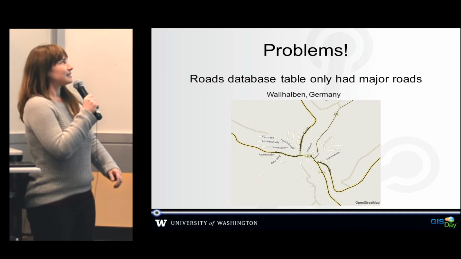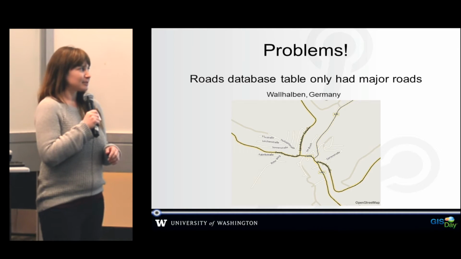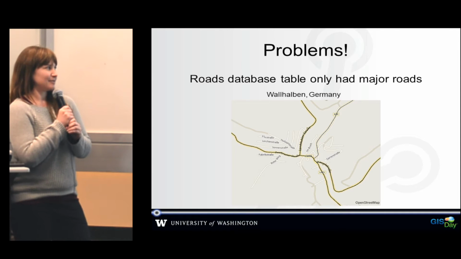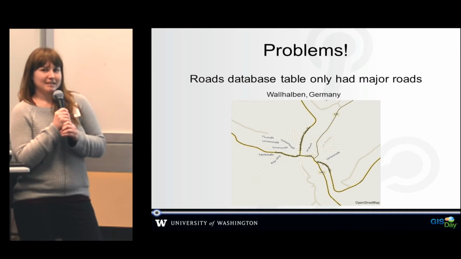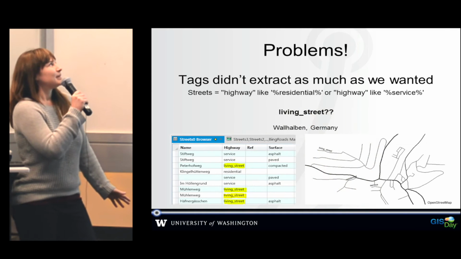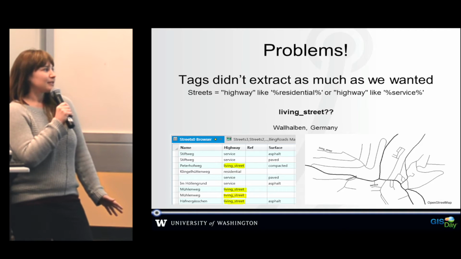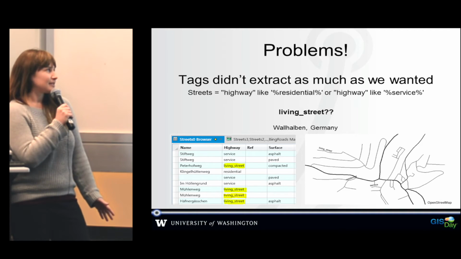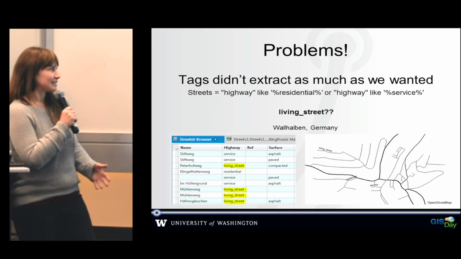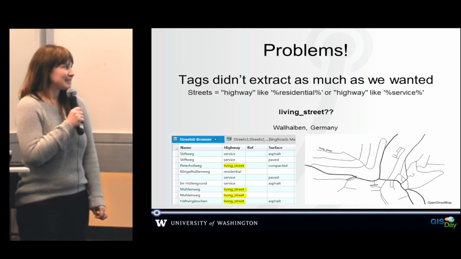We also found out that we were extracting roads data from a roads database, but the roads database didn't have small roads, it just had big roads. The small roads turned out to be in a different database table, so problem. We had tag issues because we were using queries and tags to pull out what we wanted from OpenStreetMap. We found a missing tag was living street, which I guess is different from a residential street. Who knew? Until we found we were missing data.